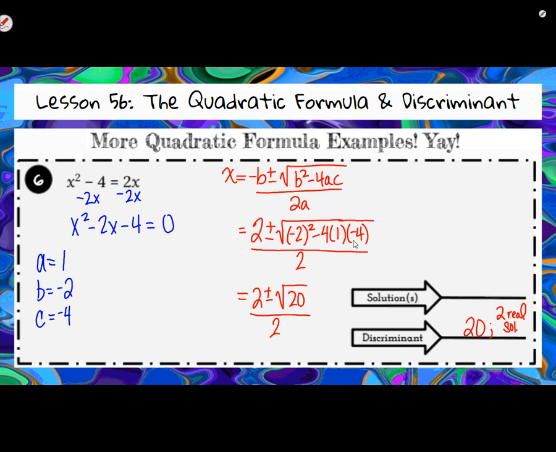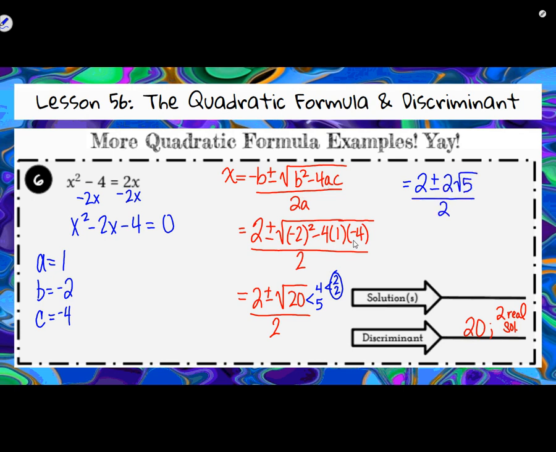But these solutions aren't simplified yet. So let's simplify this. So the 20 that's under the square root, that tells us how many solutions. Now we want to know where those solutions are. So 20 breaks down into 4 times 5. 4 gives us a pair of 2's. Okay, so I'm going to come up here. I've got 2 plus or minus 2 square roots of 5 all over 2.